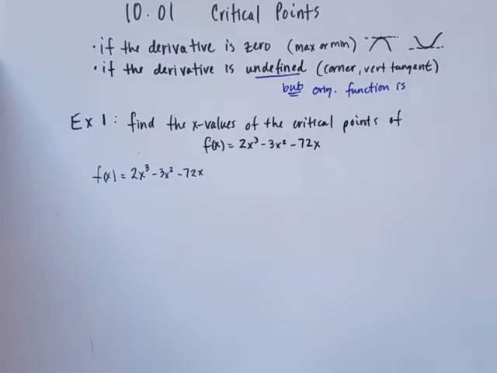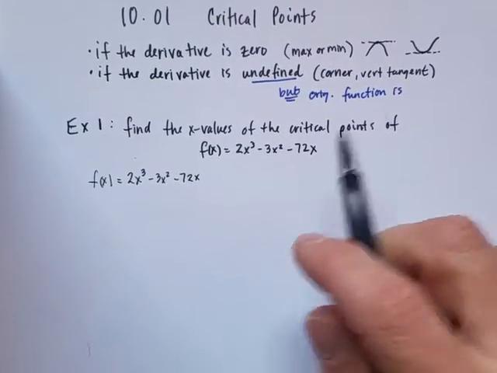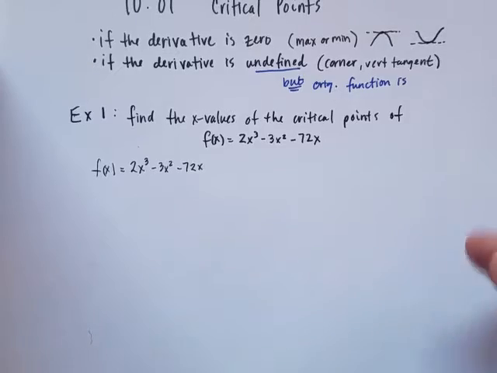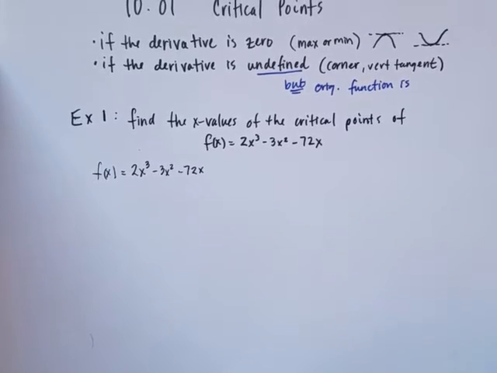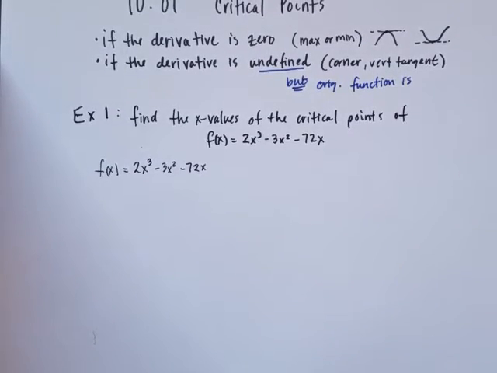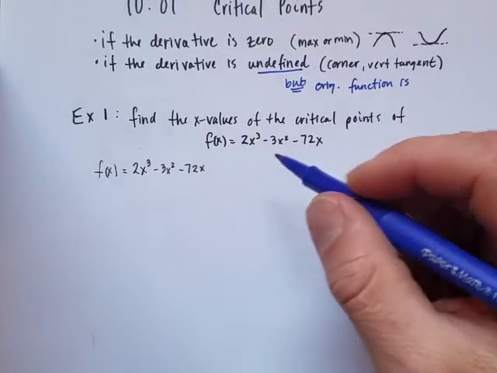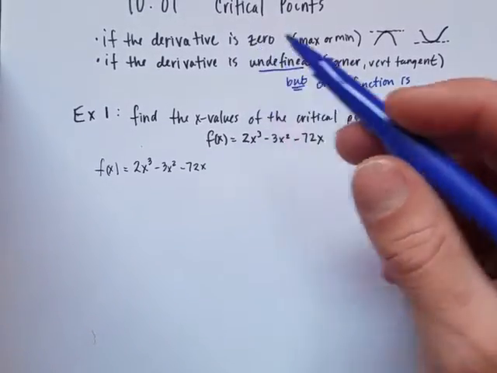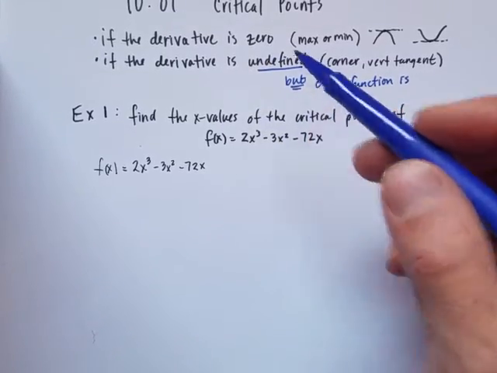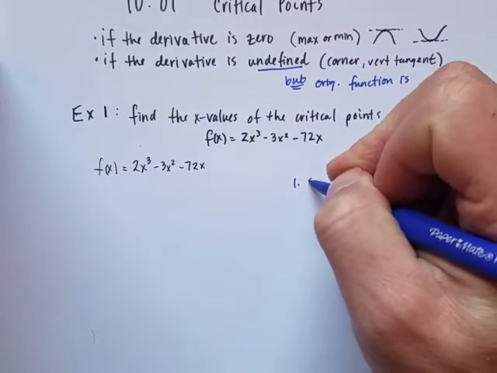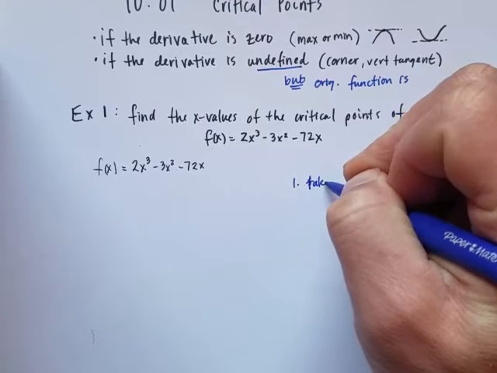Okay, so our first example is we're going to find the x values, just the x values of the critical points of the following graph, 2x to the third minus 3x squared minus 72x. So I'm going to annotate my steps off to the side so I have my problem written down, and the very first step that I'm going to do is I'm going to set the derivative equal to 0 and check for maximum and minimums. So step 1 is going to be take derivative.